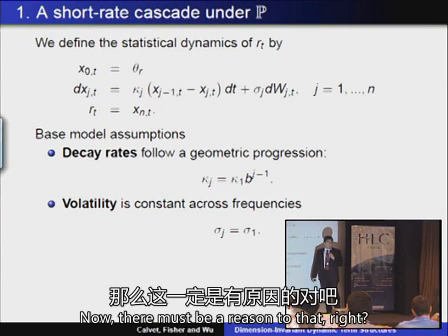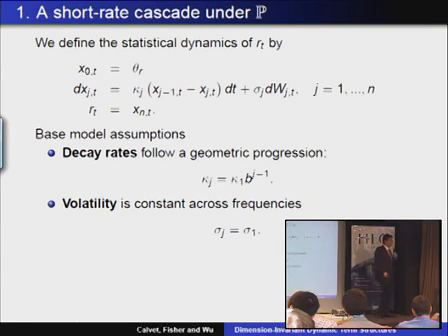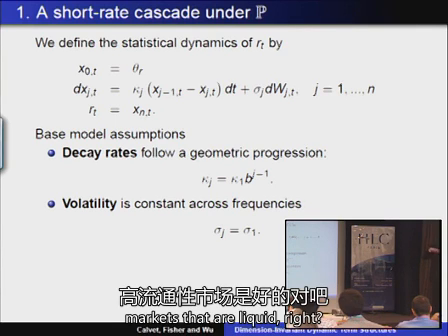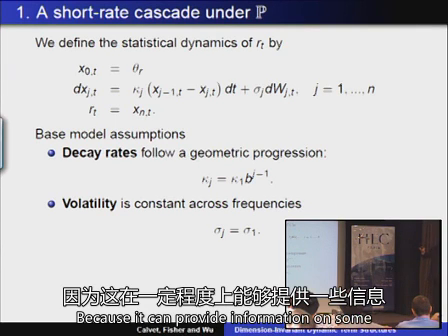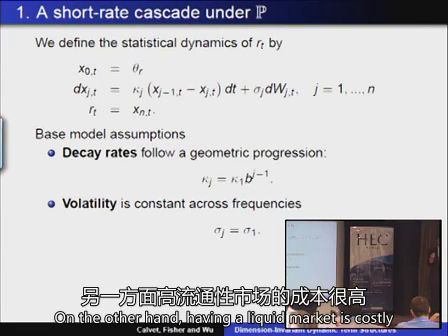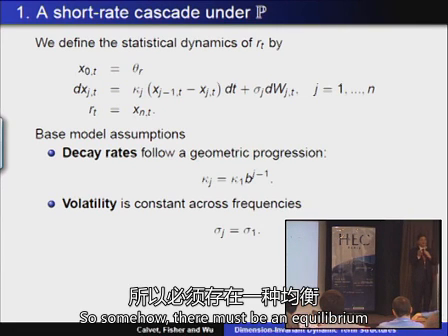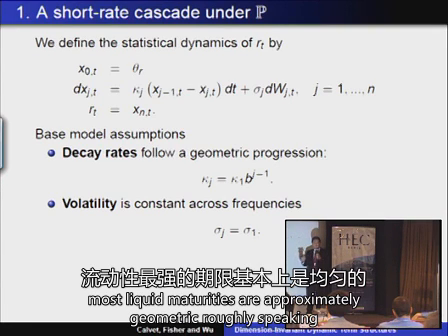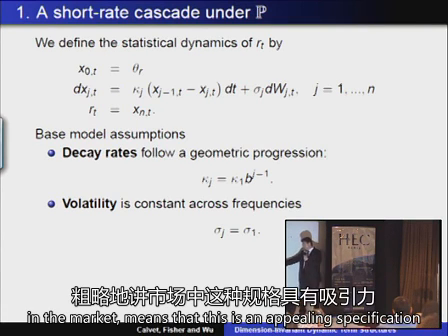Now, there must be a reason for that. Liquidity is endogenous. On the one hand, it's good to have a number of markets that are liquid, because they can provide information and so on. On the other hand, having a liquid market is costly. So somehow there must be an equilibrium there. We don't model it specifically, but the fact that the most liquid maturities are approximately geometric in the market means that this is an appealing specification.